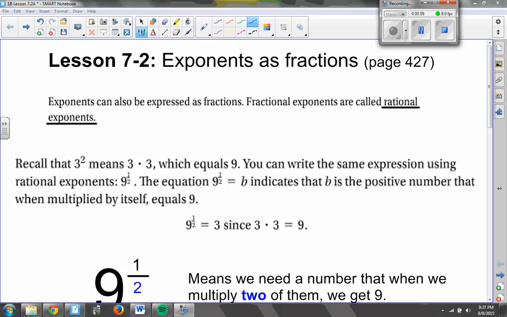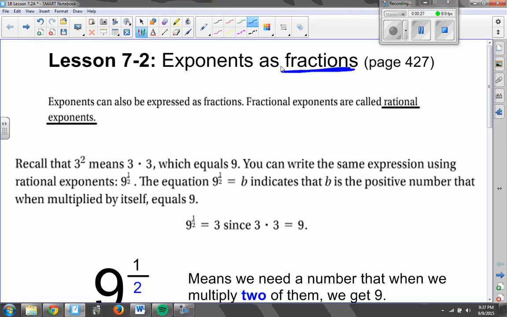Please open with me to page 427 in your books. We're going to be looking today at exponents as fractions. A couple of videos ago we looked at exponents of zero and negative numbers. Today we're going to look at exponents as fractions.